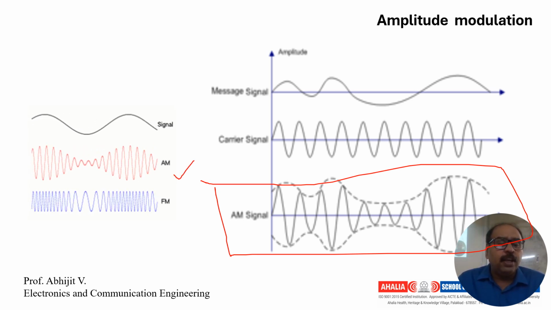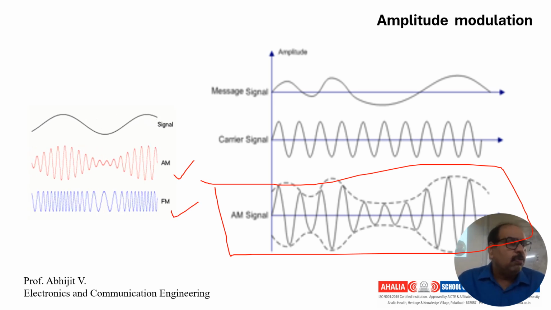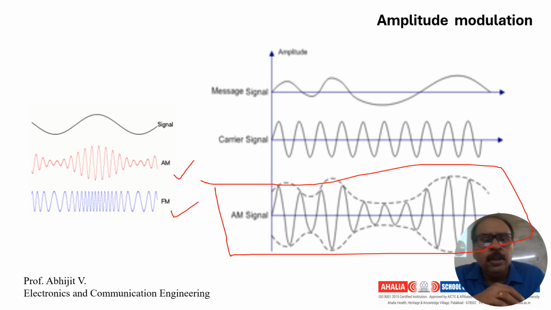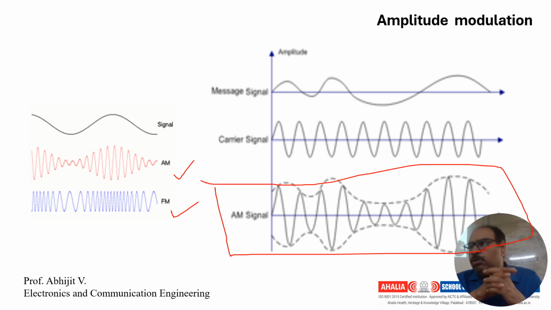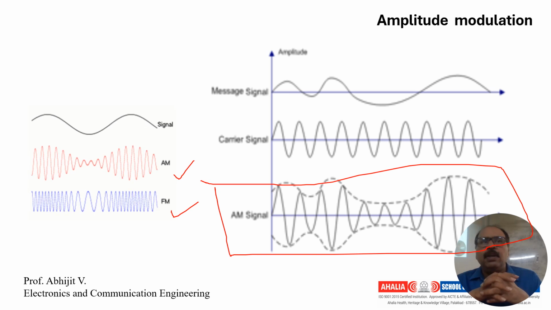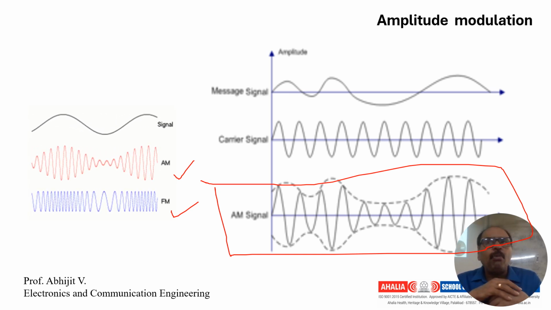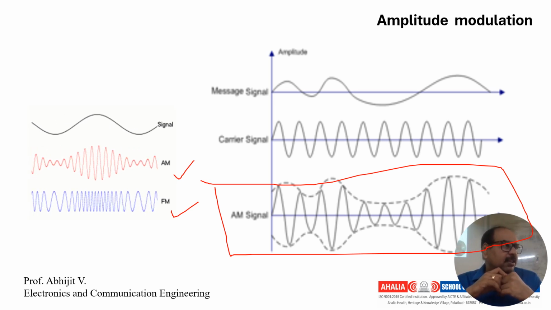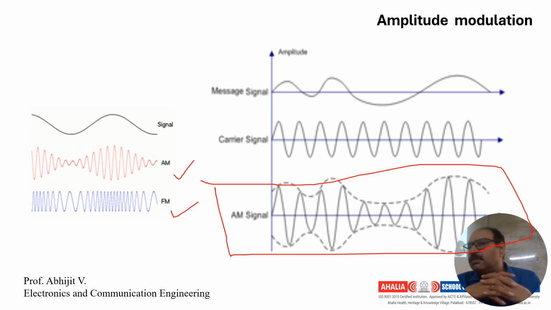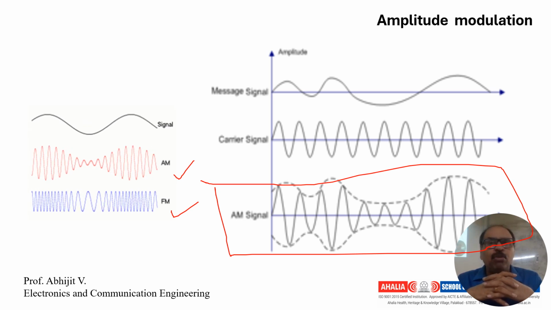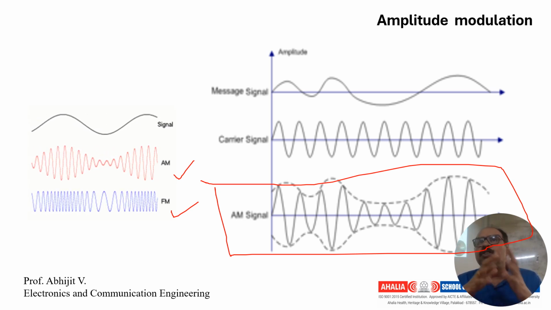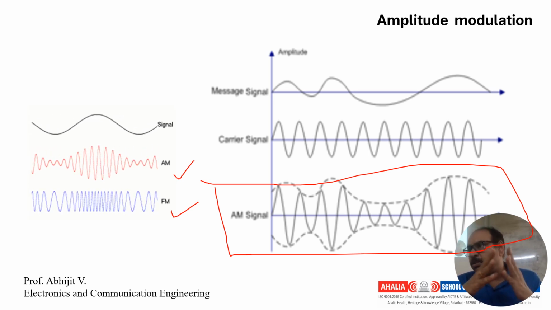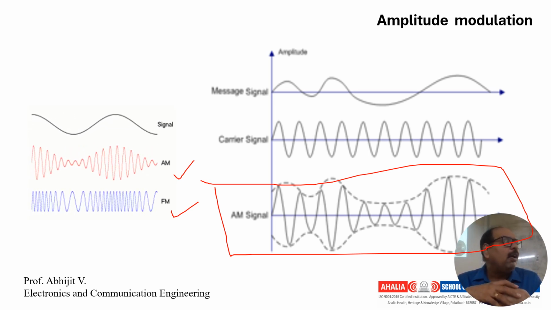And here I have shown you a graphical representation of AM as well as FM. In frequency modulation, we are changing the frequency of the carrier signal with respect to the message signal and not the amplitude. In amplitude modulated signals, we are changing the amplitude of the carrier signal with respect to its message signal. But in frequency modulated signals, we change the frequency of the carrier signal with respect to its message signal. Okay?